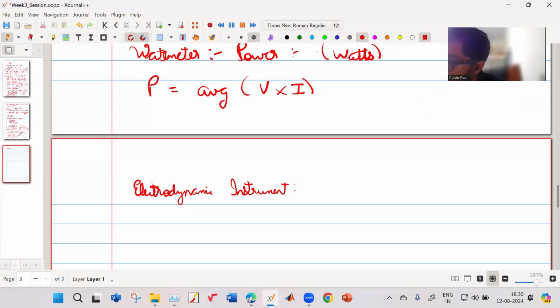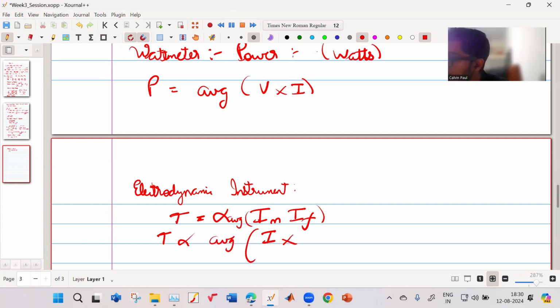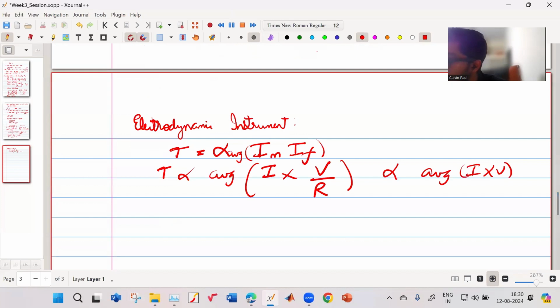You would have studied that in electromagnetic displacement, the torque is directly proportional to the current through the moving coil and the current through the fixed coil, the average of them. So torque can be written as the average of the current, and the current can also be written as some voltage by R. So the torque is proportional to the average of I into V. This R is a constant, so your torque can be made proportional to your power. In this way, we can make a wattmeter.